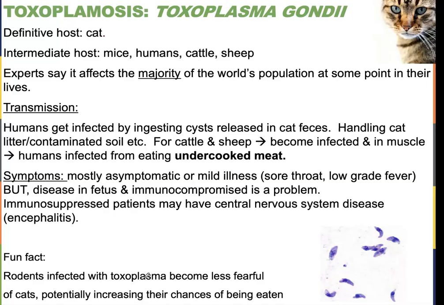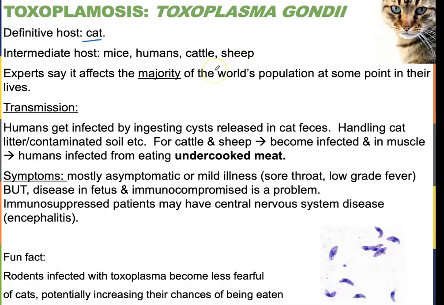All right, so toxoplasmosis is caused by a protozoan called Toxoplasma gondii. And this is in our little cats. So the definitive host is our house cat. Intermediate hosts are mice, humans, cattle, and sheep.